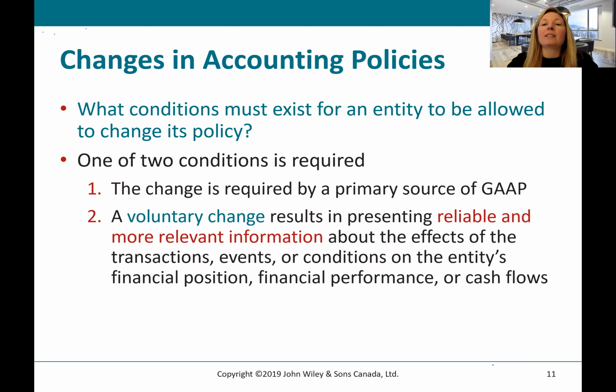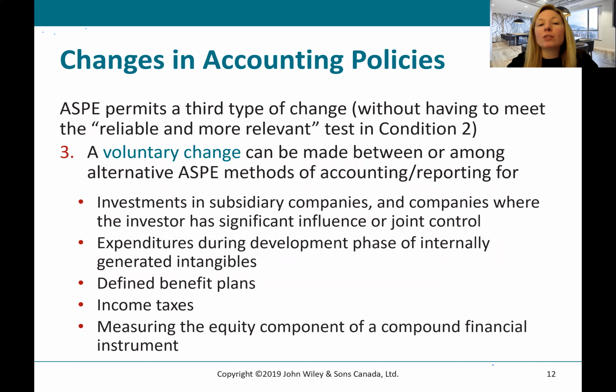So what conditions must exist for an entity to be allowed to change its policy? One of two conditions is required. Either the change is required by GAAP, IFRS, or ASPE, according to whatever the company reports under, or the voluntary change results in presenting reliable and more relevant information. ASPE also allows a voluntary change between or among ASPE methods of accounting. So companies have a little bit more leeway in terms of changing their accounting policy under ASPE, and you can do this even if you don't meet the reliable and more relevant criteria. But generally speaking, it's easier just to remember it needs to be reliable and more relevant, and then a company can change its policy.